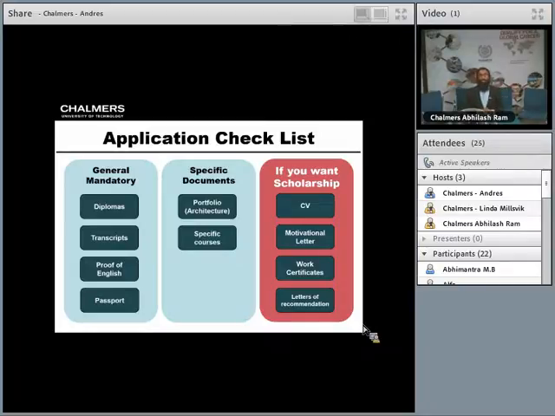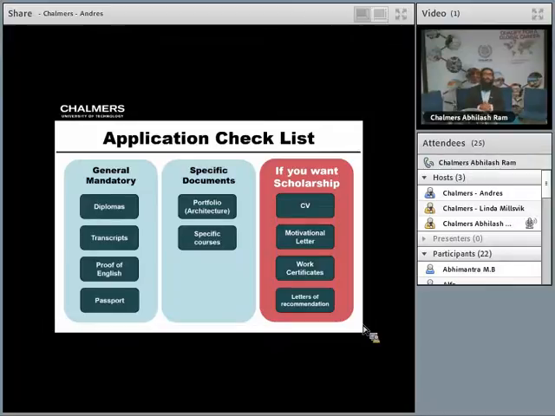Finally, if you were a student applying for a scholarship, then you should have submitted your CV, your motivation letter, letters of recommendation, and so on and so forth, just before the 16th of January, right? So that is basically for the scholarship application.